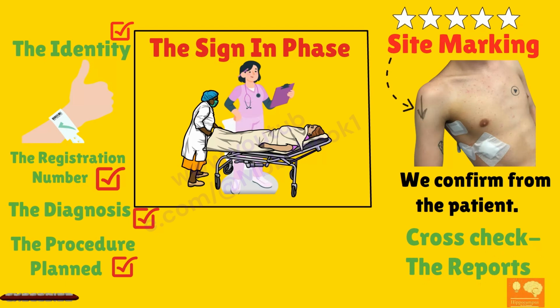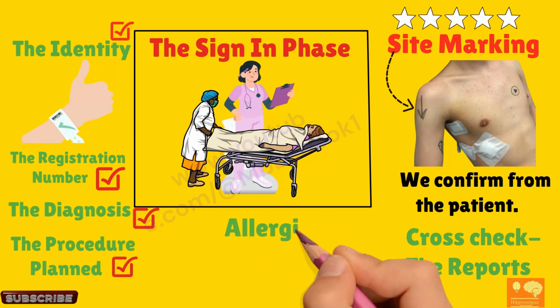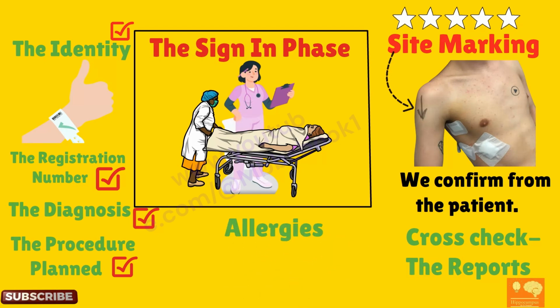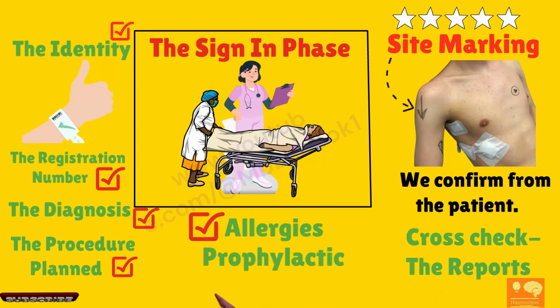Until and unless this mark is put, the patient cannot be shifted to the OT, or the nurse will not allow the patient to be shifted to the OT. So site marking also prevents wrong side surgery. We also have to find out if the patient has any allergies. If the patient has any allergies, they have to be documented in the sign-in phase. Last, prophylactic antibiotics are given to the patient.